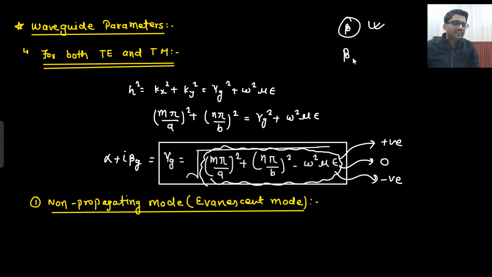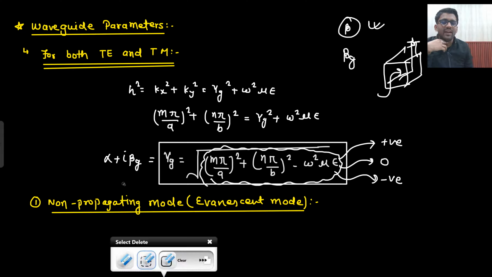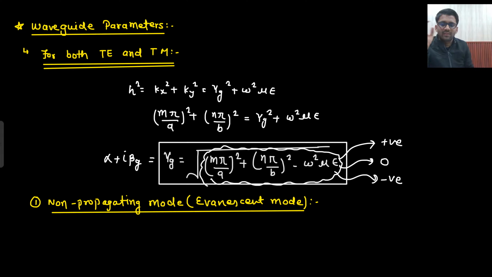And what do I mean by beta g? Beta g means if our wave is propagating inside the waveguide, then what will be their phase constant? So that I am calling beta g. And why I did not write alpha g here, that you will understand. Okay, so this is our gamma g.